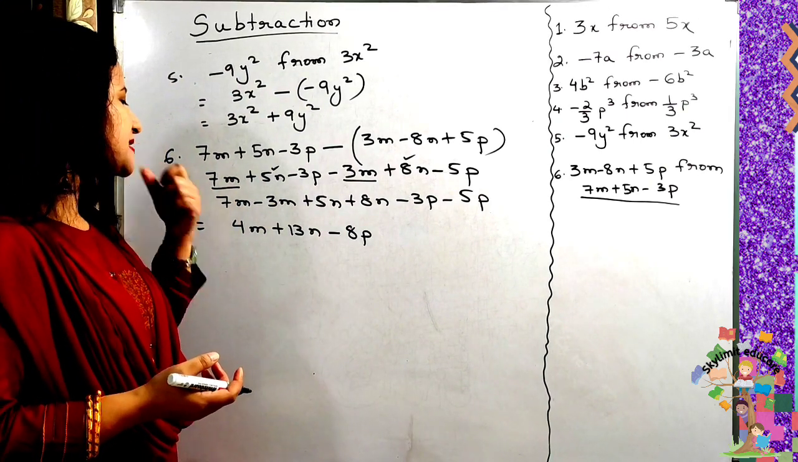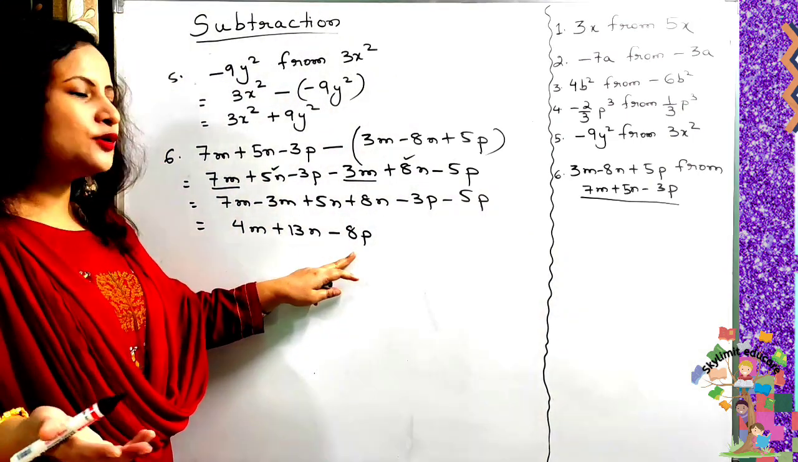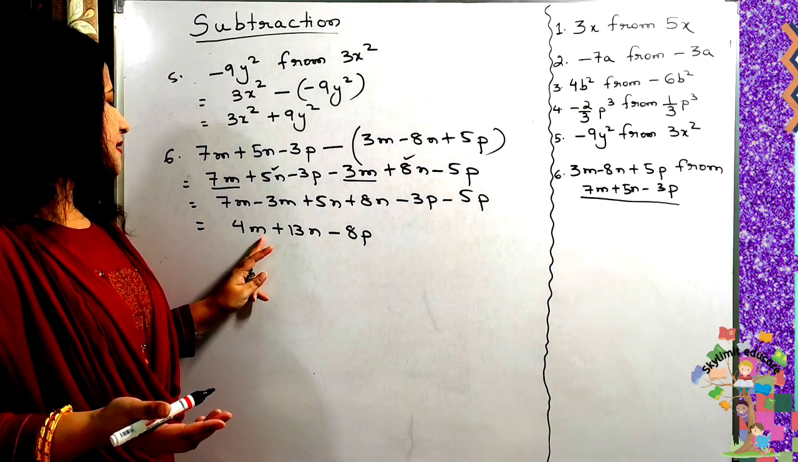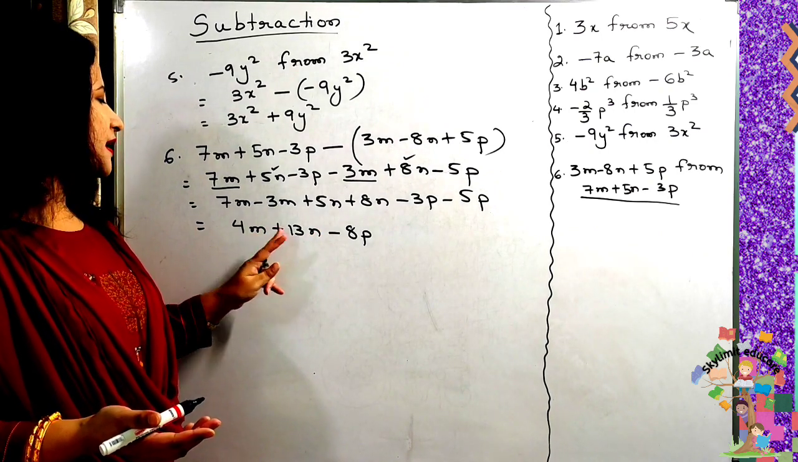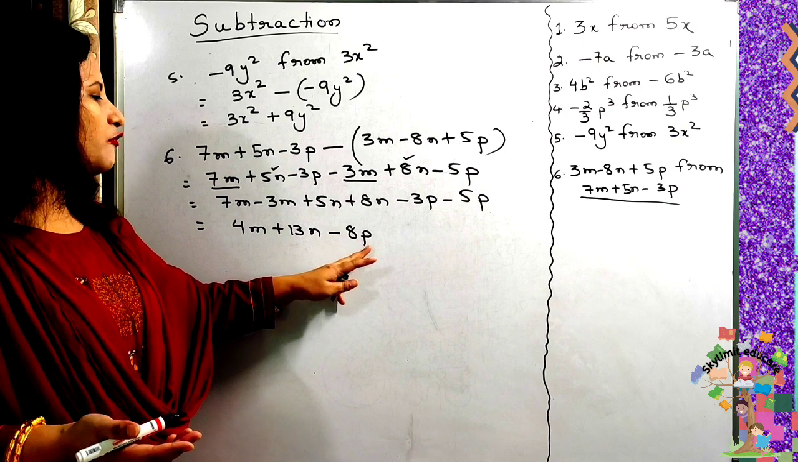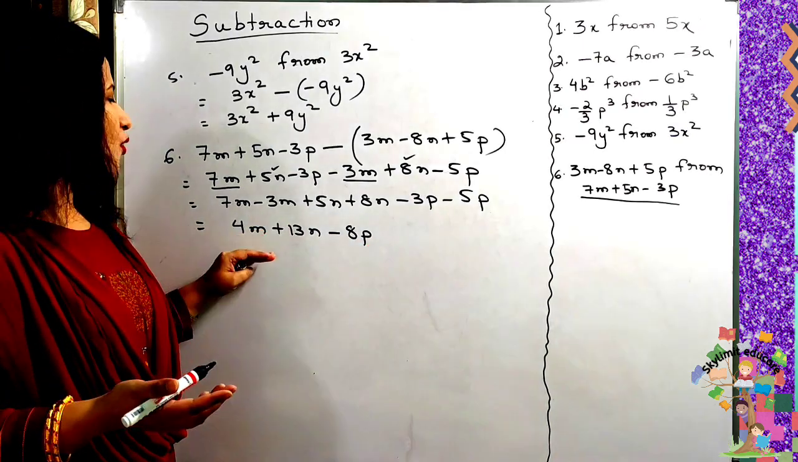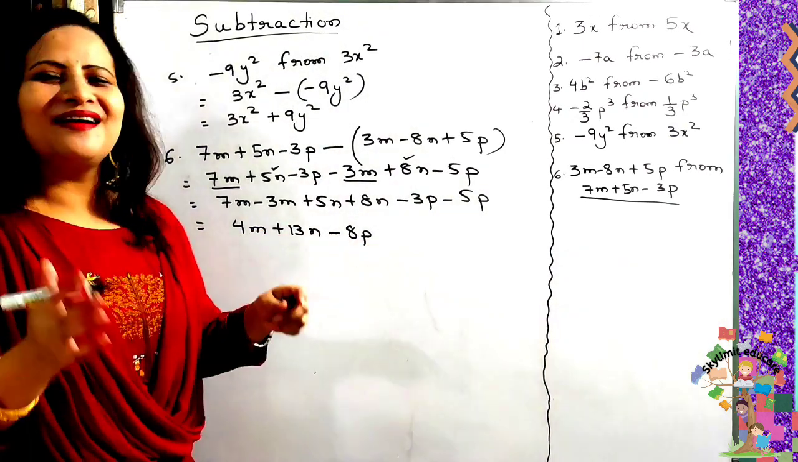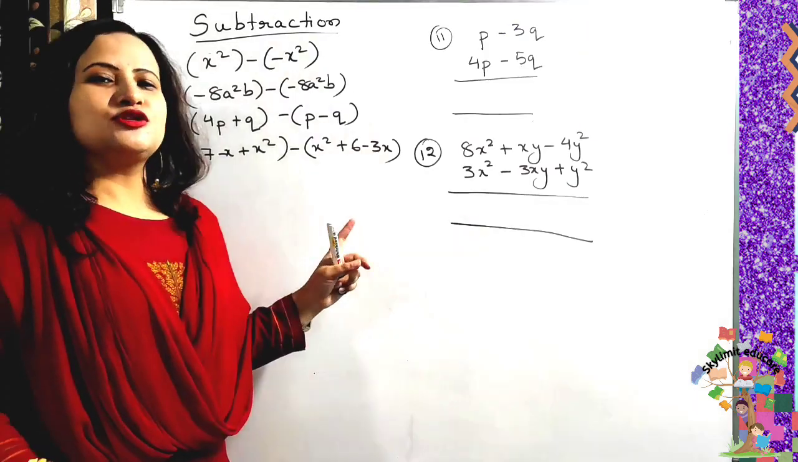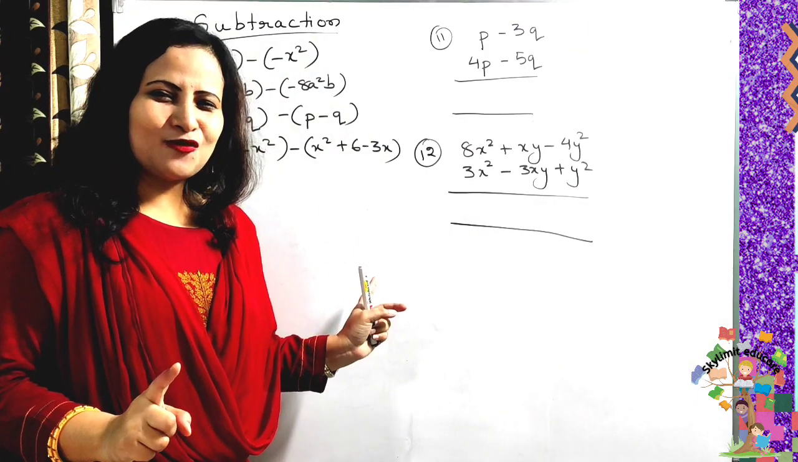Remember students, now this cannot be solved further. Yes or no? Because the literal coefficient of the first term is m, the literal coefficient of the second term is n, and the literal coefficient of the third term is p. So they are all unlike terms. So this will be your answer. Okay. So dear students, now let us come to the next level of questions.